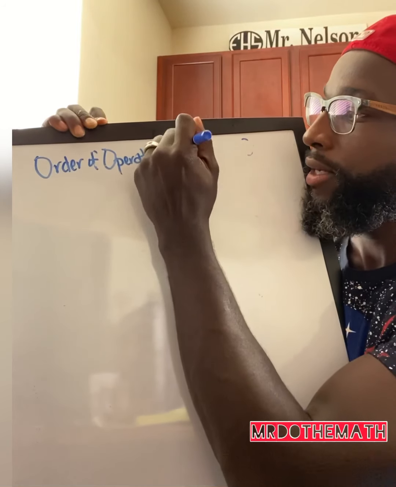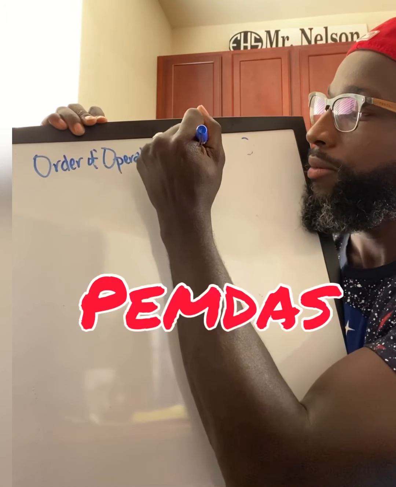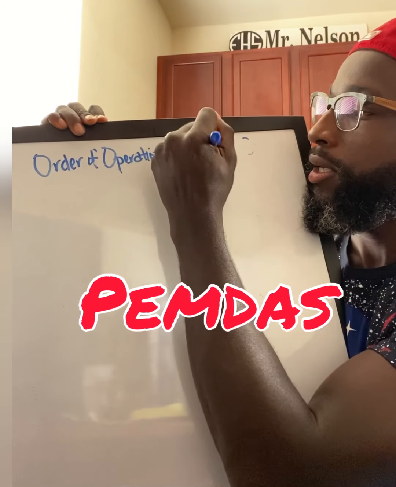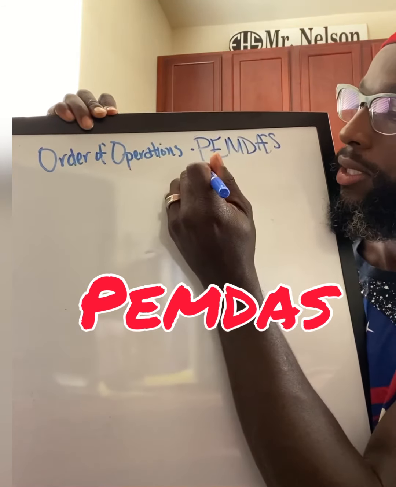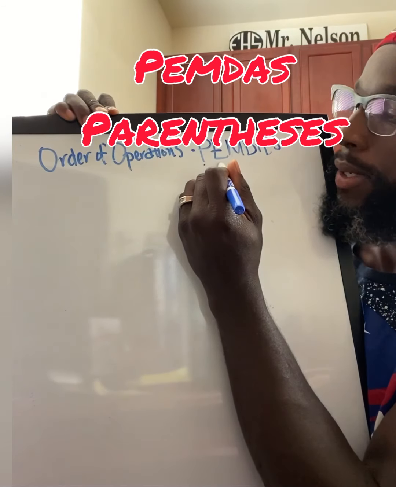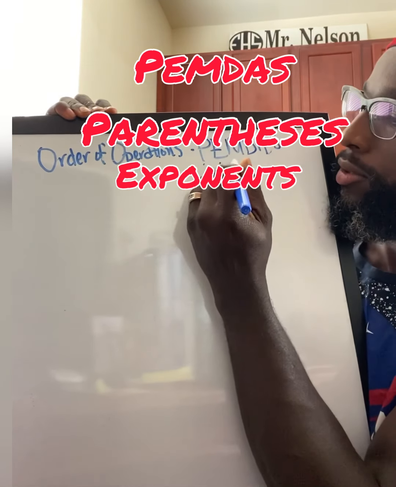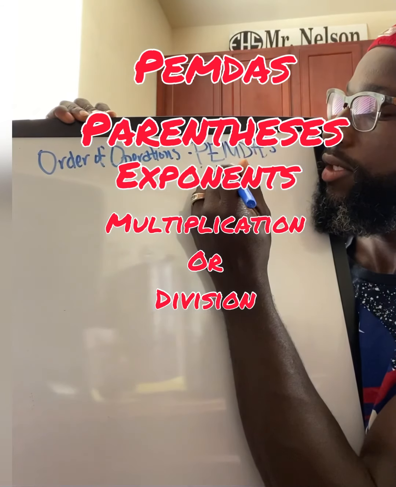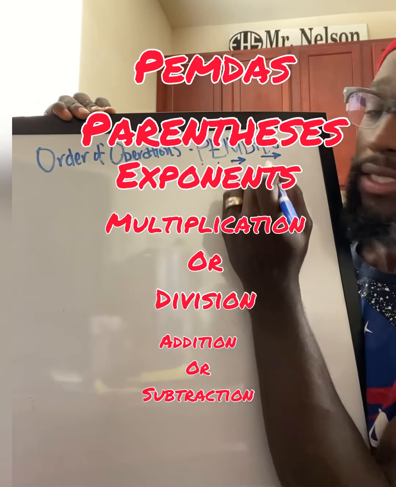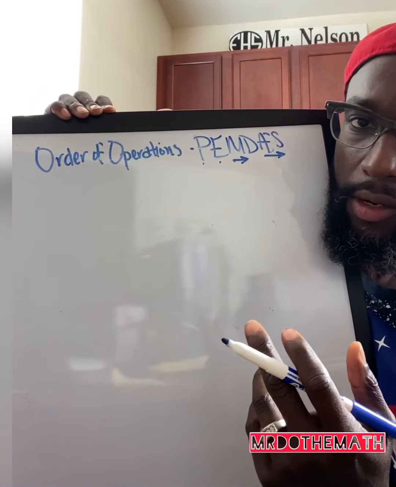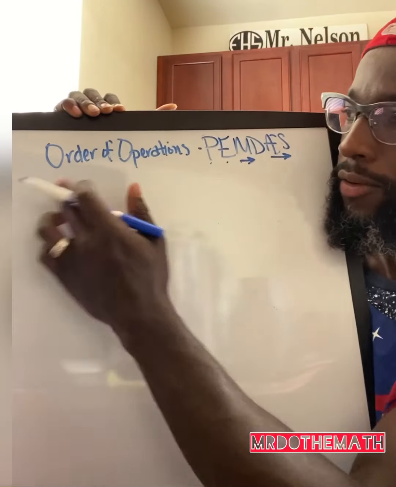And so the acronym that we use is PEMDAS, P-E-M-D-A-S. PEMDAS represents parentheses or grouping symbols, exponents or radicals, multiplication or division in order from left to right, and addition or subtraction in order from left to right. Right? That is PEMDAS. That's what the order of operations is.